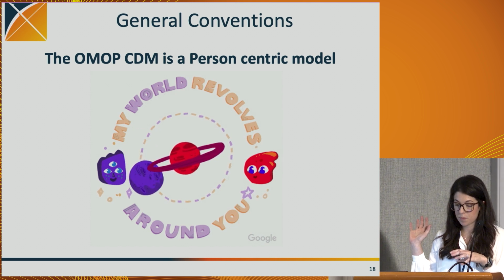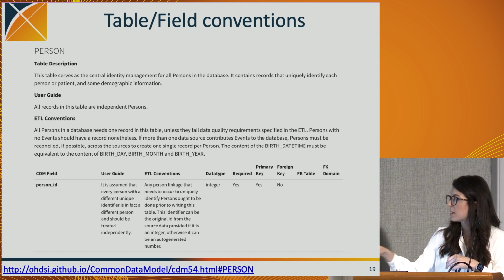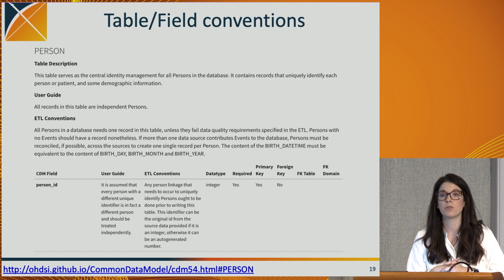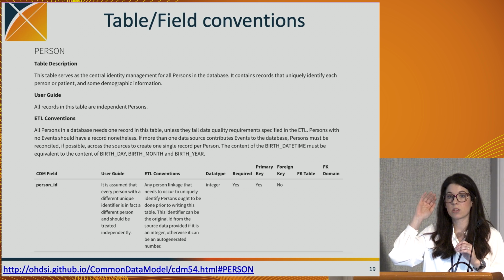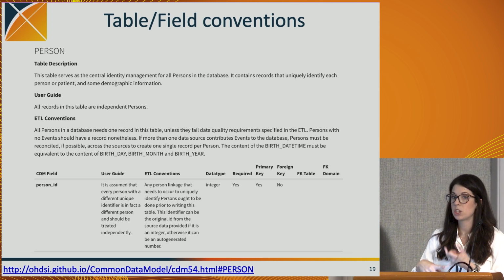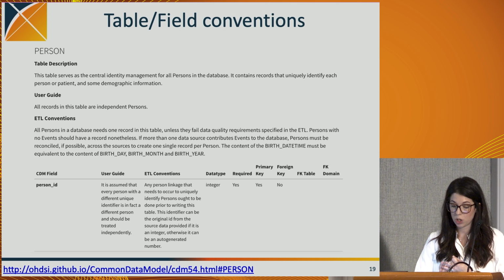Really quickly, this is an example of what you would see on the website. So I've got a link down there. If you go in and you click on CDM version 5.4, which is our latest CDM version, you'll see there's listings for every single table. And every single table will have a description telling you what should be in this table. Gives you a user guide.